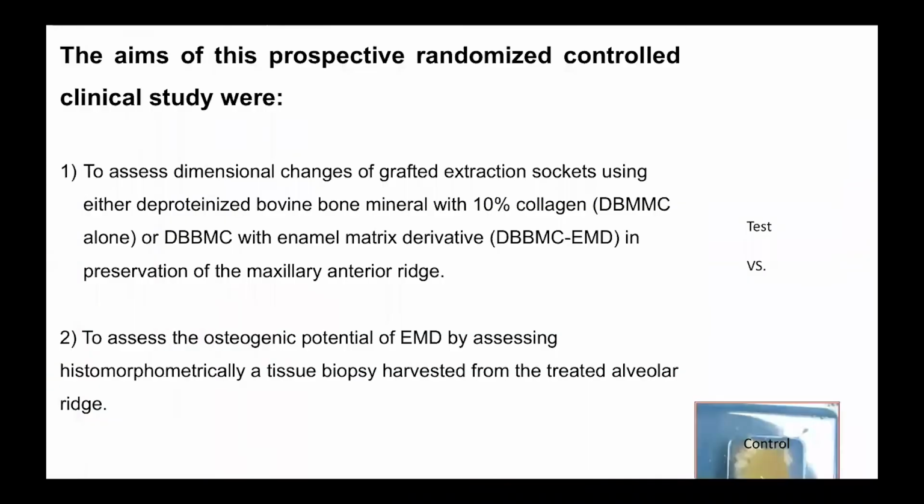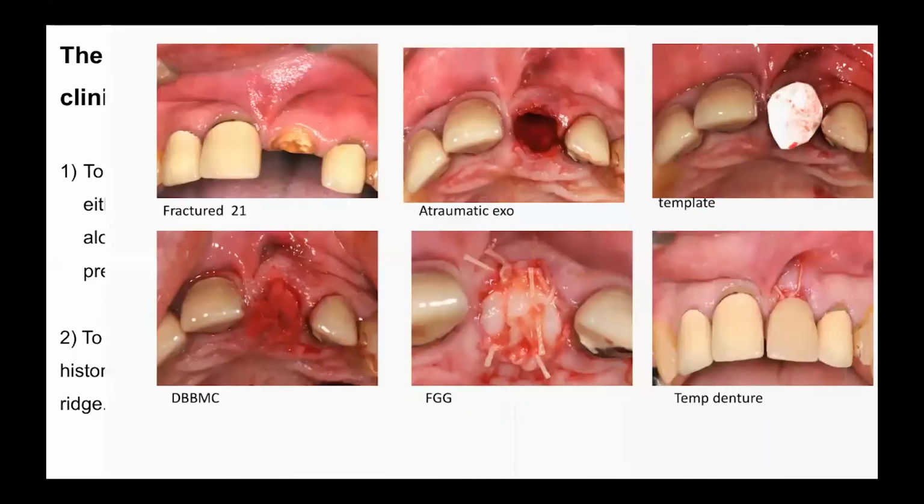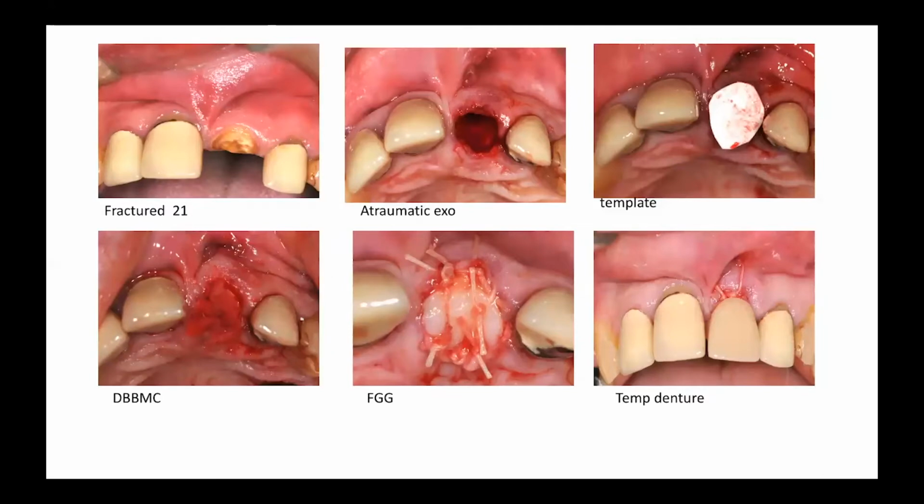With this, the aim of the study is, one, to assess the ridge dimensional changes of the test group, Bio-Oss Collagen with enamel matrix derivative, versus the control group, Bio-Oss Collagen alone, 4 months after ridge preservation. We would also like to assess the osteogenic potential of enamel matrix derivative by a refined core biopsy harvested prior to implant placement. For the methodology, briefly, the patients were randomly assigned to test or control groups.